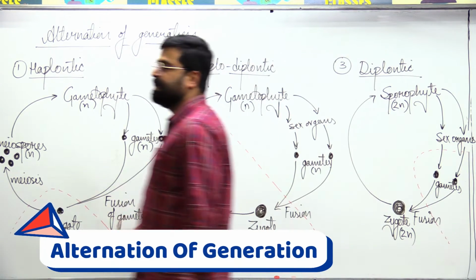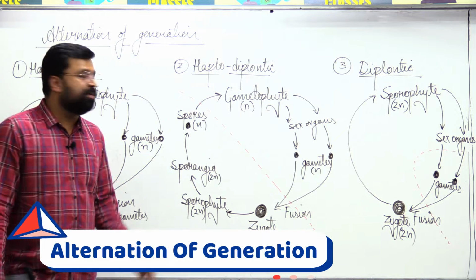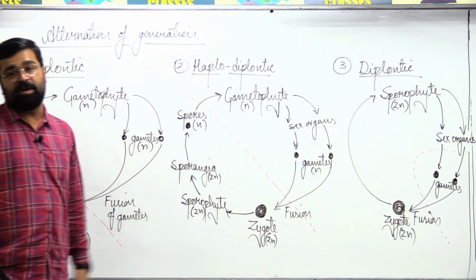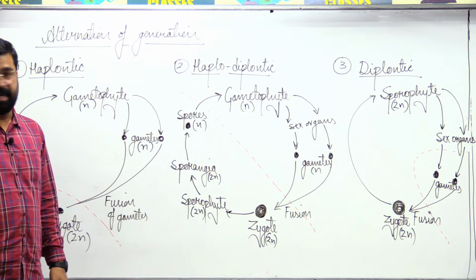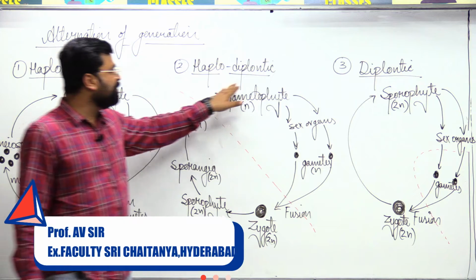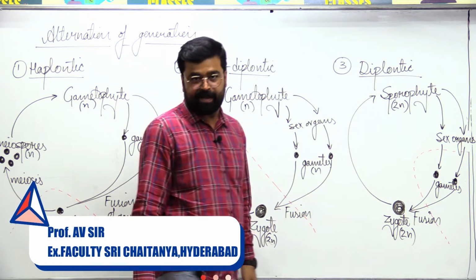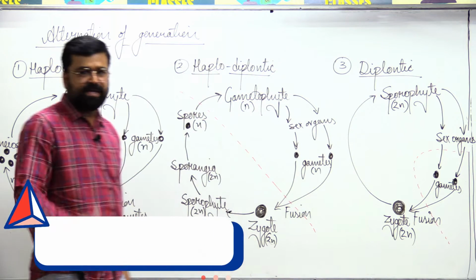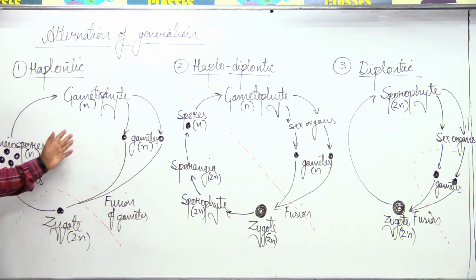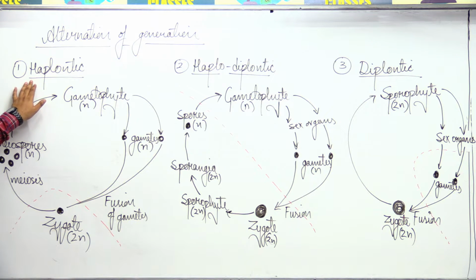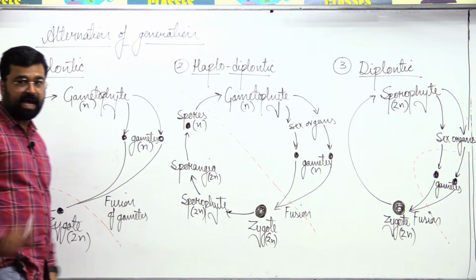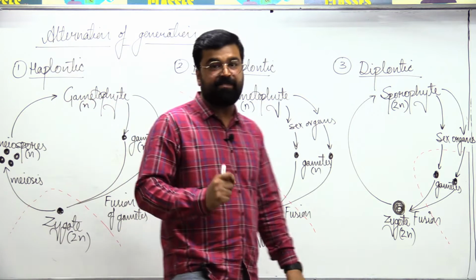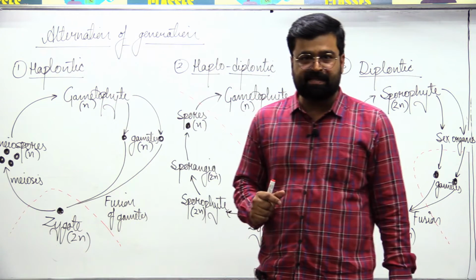So these are the diagrams which are showing you the three different types of alternation of generation: haplontic, haplodiplontic and diplontic. Let us understand what is the basic difference. The diagram will help us understand better. First, haplontic. The name itself suggests that the dominant phase will be the haploid phase.